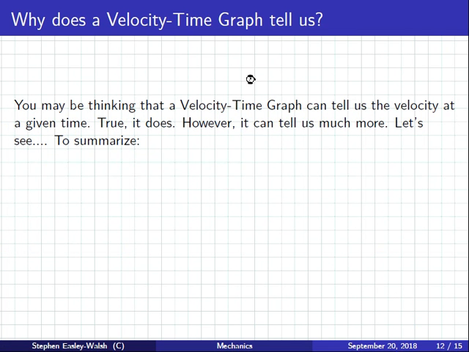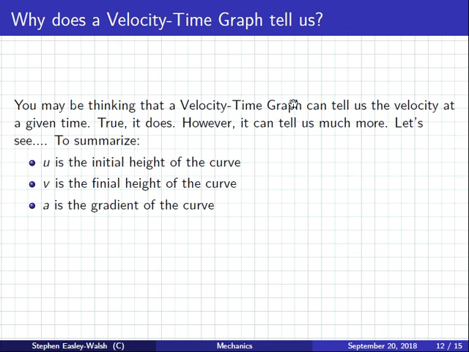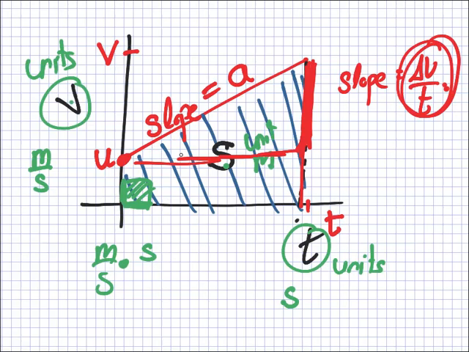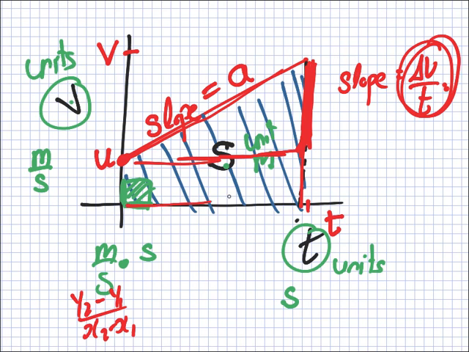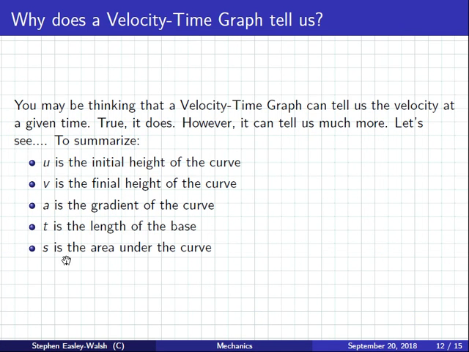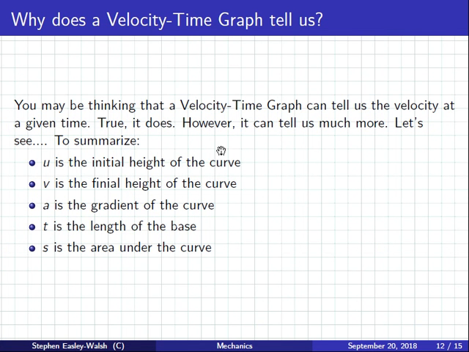Yeah, acceleration. So, the u is the initial height, the height at the beginning. The v is the final height. The a is the gradient, the slope. You know, in maths, y2 minus y1 over x2 minus x1. T is the base, that's the t. And s is the area, so that is the s. So your velocity time graph can tell you u, v, a, t, s, it can tell you everything.